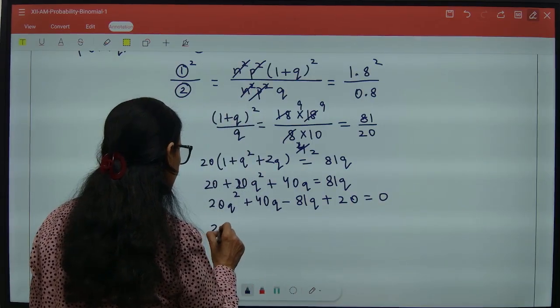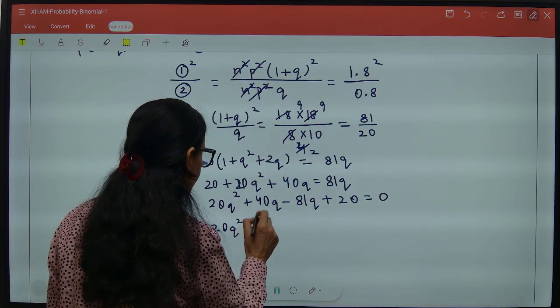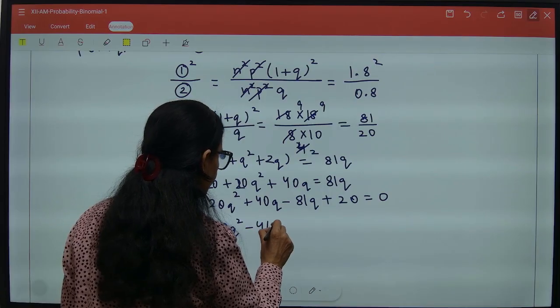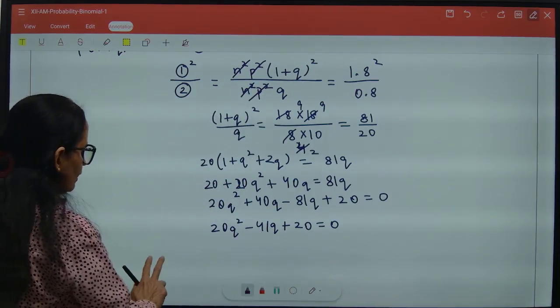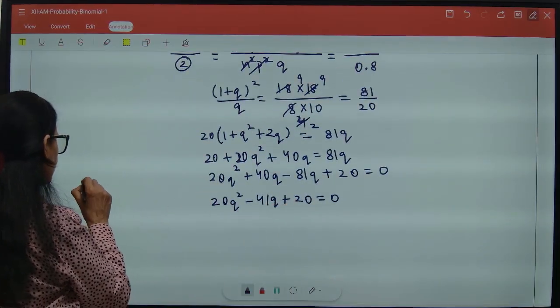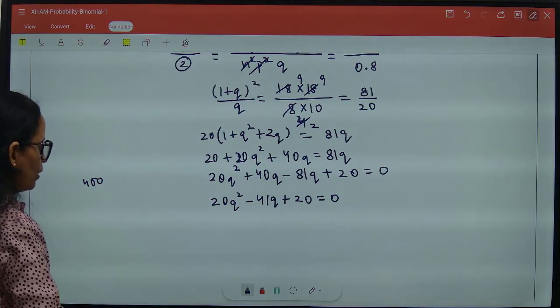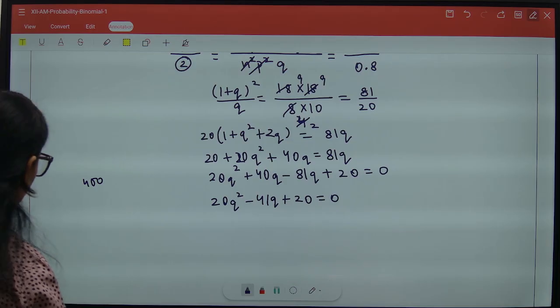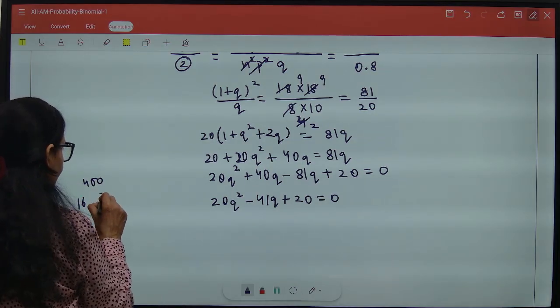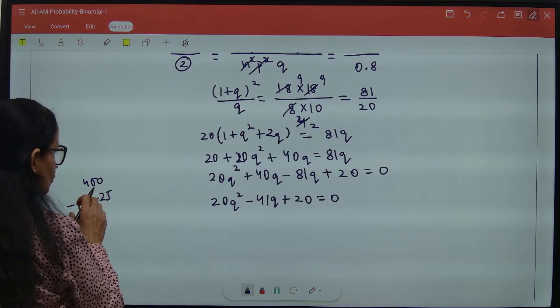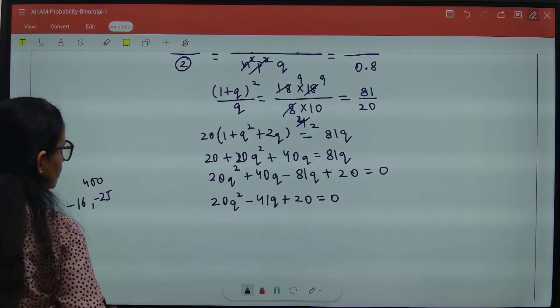So it is equal to 20q square minus 41q plus 20 equals 0. Now let's factorize. 20 into 20 becomes 400. So what are the factors of 400 that will give you a sum of 41? If we just do some hit and try, it is going to be 16 and 25. Minus 16 minus 25 adds up to 41 and their product is 400.